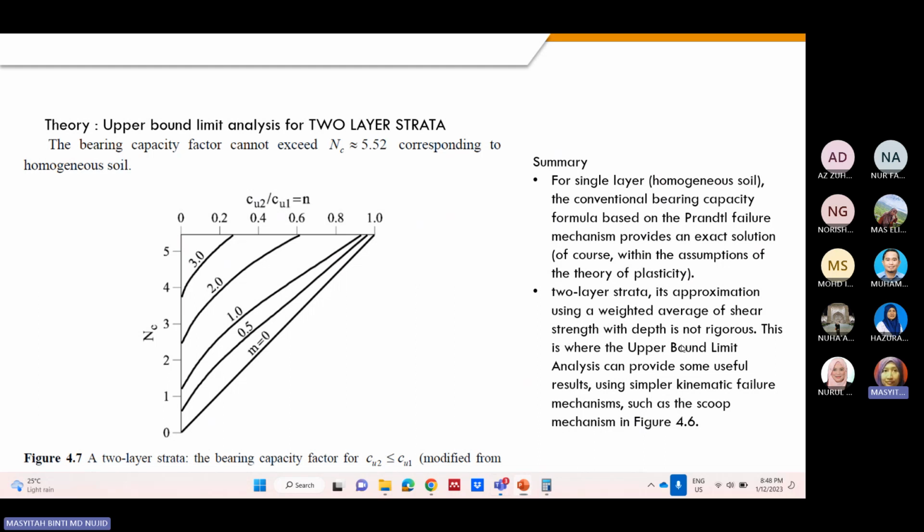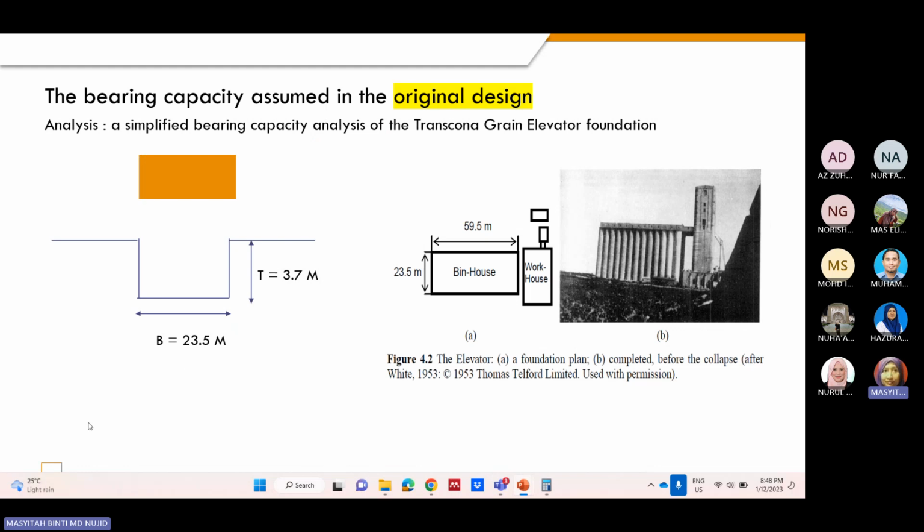Okay, in summary, there are a few analyses and theories that have been explained just now. For single layer homogeneous soil, the conventional bearing capacity formula based on the Prandtl failure mechanism provides an exact solution. For two-layer strata, the approximation using a weight average of shear strength with depth is not rigorous. So this is where the upper bound limit analysis can provide some useful results using a simple kinematic failure mechanism such as the scoop failure mechanism. So now we try to analyze according to the theory given just now.